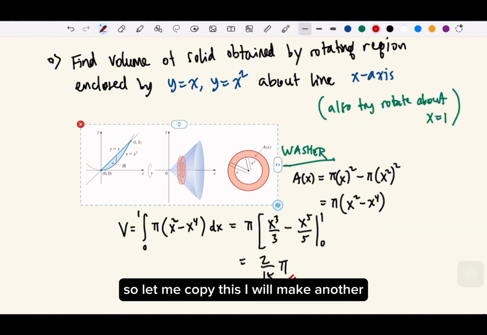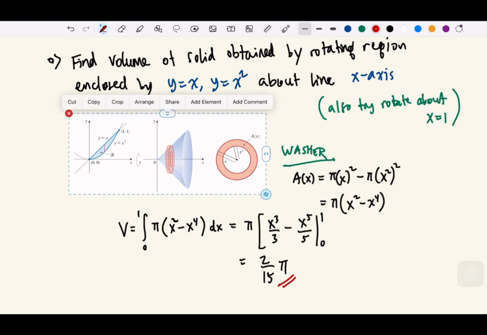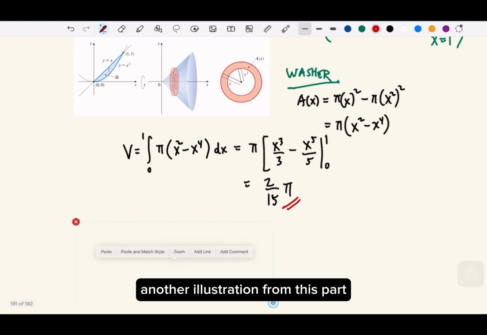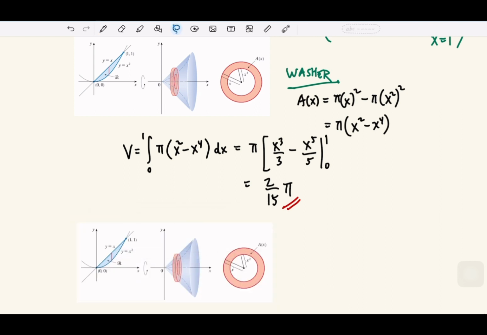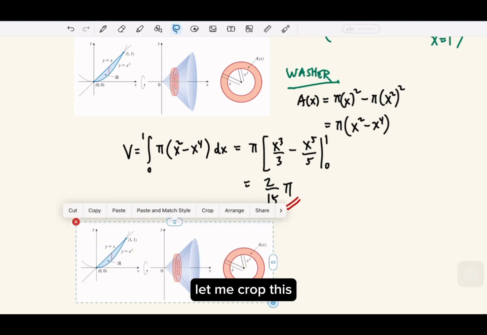So let me copy this. I will make another illustration from this part. Let me crop this.